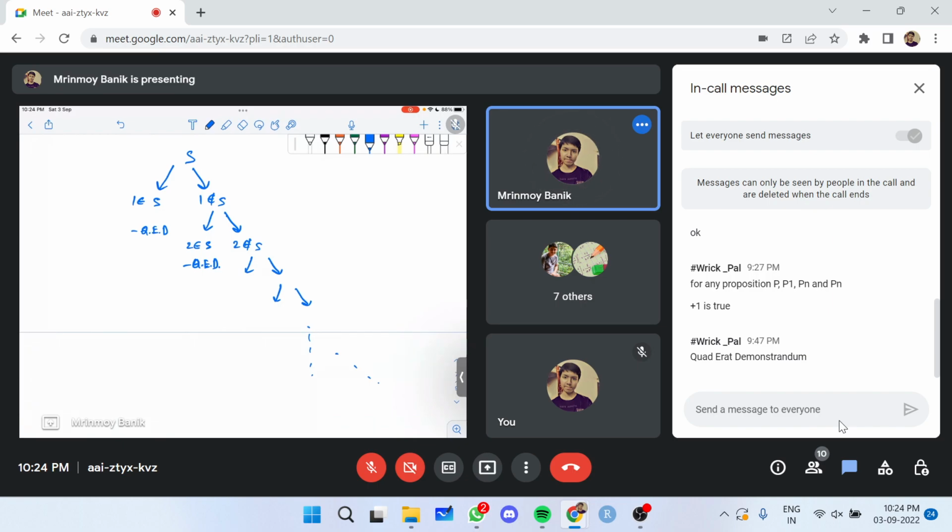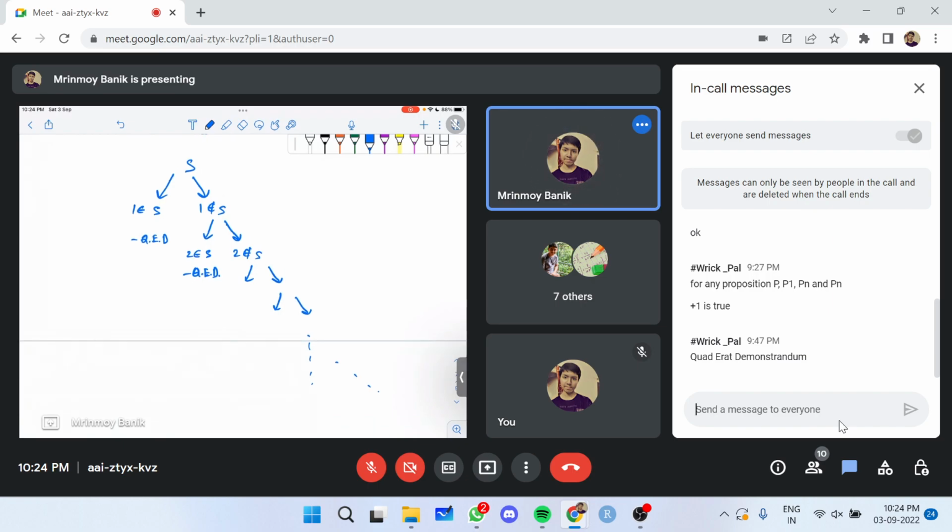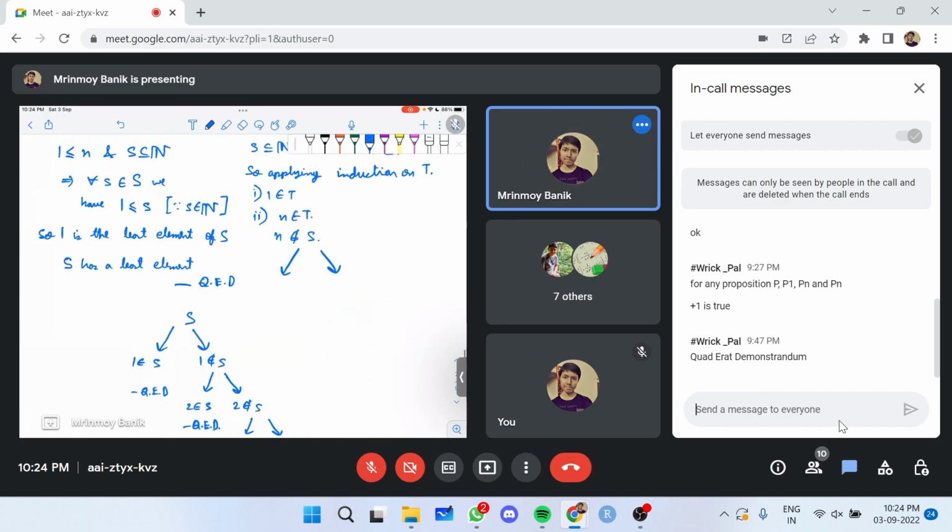So you get it. In the nth step, we either have n inside S or n not inside S. If n is not inside S, then we have n plus 1 inside S or n plus 1 not inside S. So if n plus 1 is inside S, then we are done, since n plus 1 is the least element, since all the numbers from 1 up till n are not in S. And if n plus 1 is not inside S, then n plus 1 is inside T.